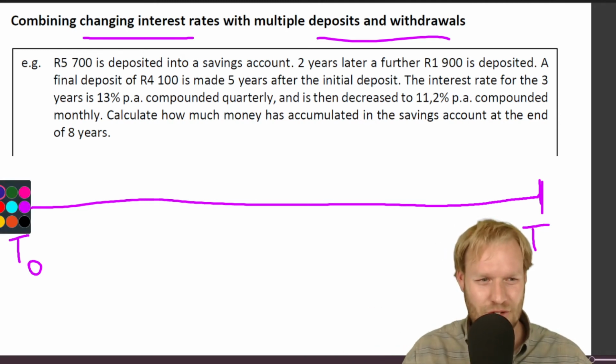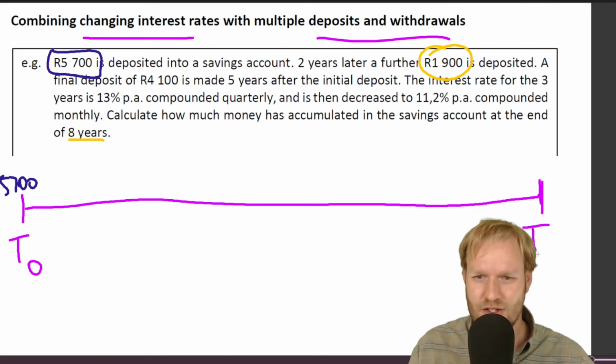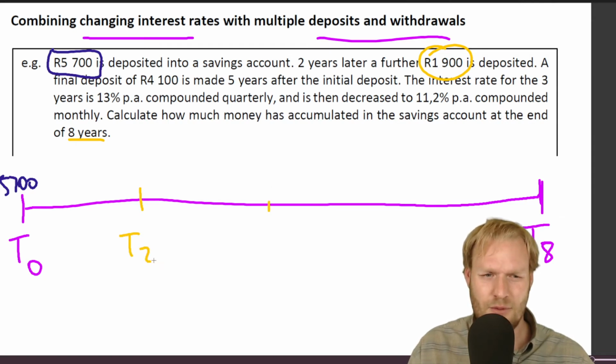Okay, so I'm going to just walk us through, because you've got to go 5,700 is deposited. There it is. 2 years later, further, that is deposited. So that's going to get put in at T2. I always like to look at the end of 8 years. So we know that this thing finishes at 8. So I know that my T2 is about there, right? Doesn't have to be perfectly to scale, but I think it helps a bit.